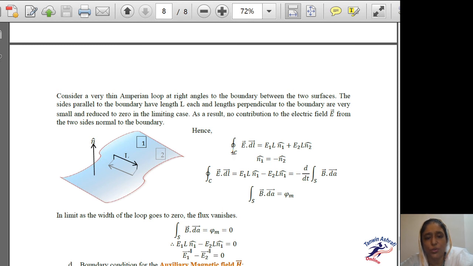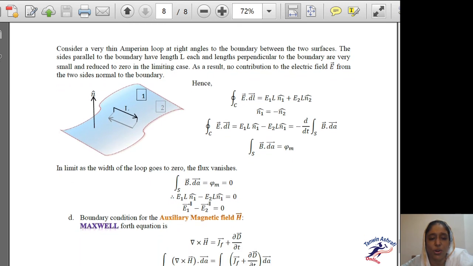Hence, the integration over the closed path of E dot dl is equal to E1 L n cap 1 plus E2 L n cap 2. As you know, n cap 1 is equal to minus n cap 2. We will keep it, and this is equal to minus d by dt of the integration of B dot dA, where the integration over the surface of B dot dA is nothing but the flux, and in the limit as the width of the loop goes to 0, the flux vanishes. Therefore, we will have E1 parallel minus E2 parallel equal to 0.